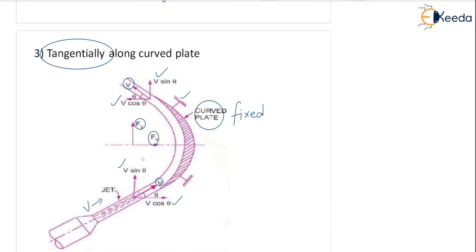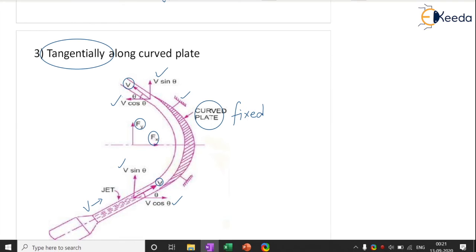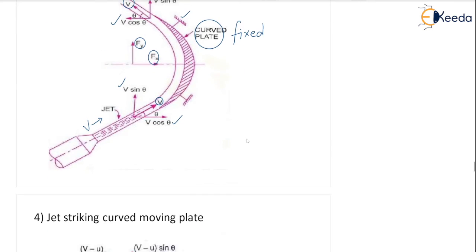So in both the second and third cases, angles are introduced, but what was the difference? In the first case, the jet of water strikes at the center of the blade and it is not tangential. In the third case, it is striking tangentially at one tip of the blade. Now let us see the fourth case.